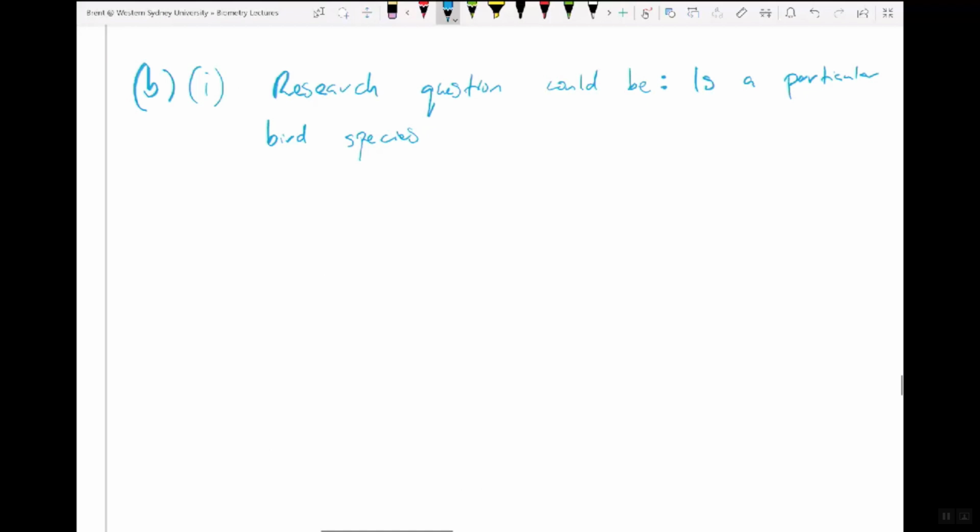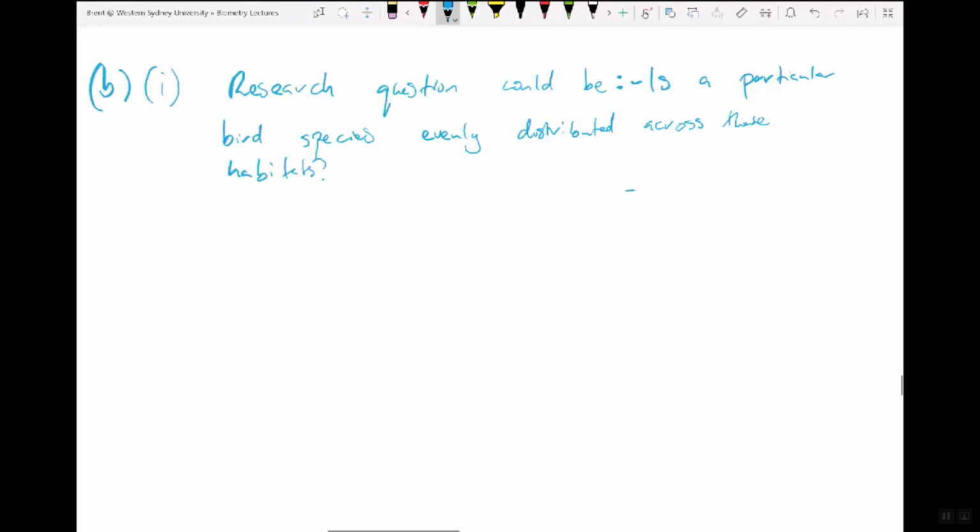Okay. And either of those would be fine. They simply said suggest a research question. So you've suggested a research question. You could do a goodness of fit style test. You could do an independence style test. Either one is fine. Either one is doable with that set of data, basically.